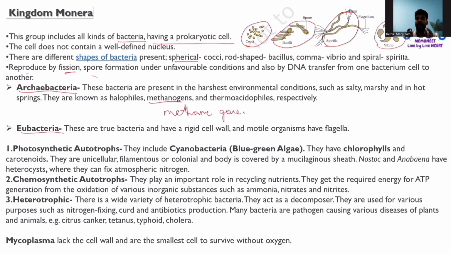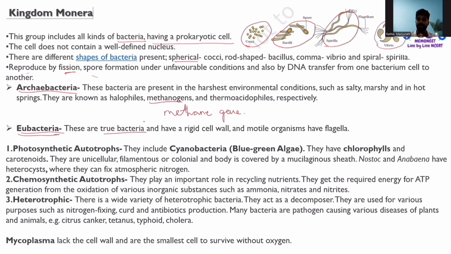That is biogas and thermoacidophiles, respectively. See, thermoacidophiles are normally present in very hot conditions. The next subclass is Eubacteria. These Eubacteria are actually the true bacteria, and their cell wall is rigid, very hard, and they have flagella, which help with motility.